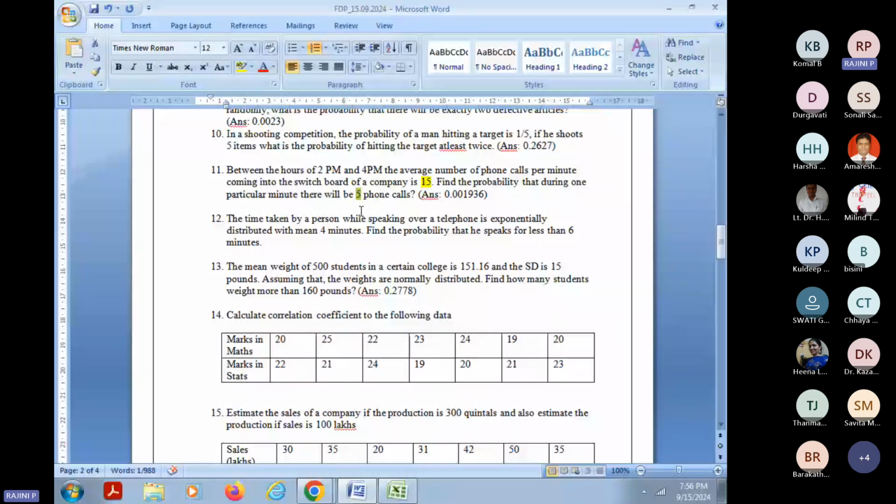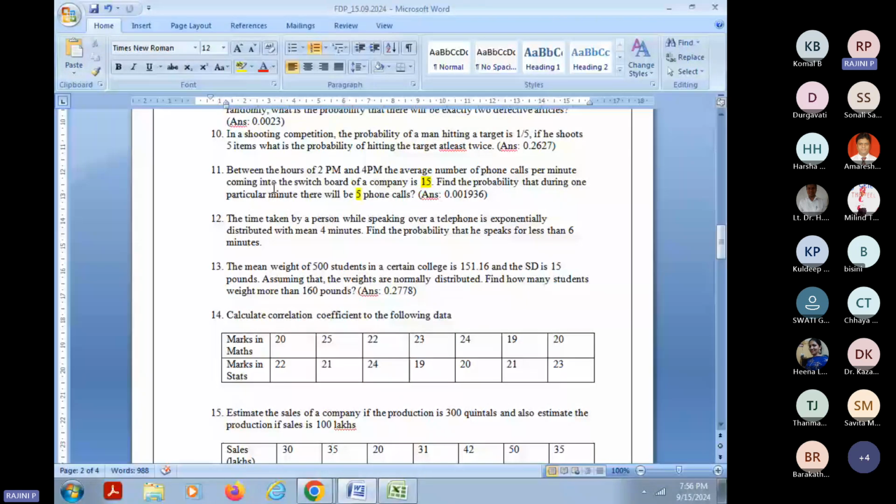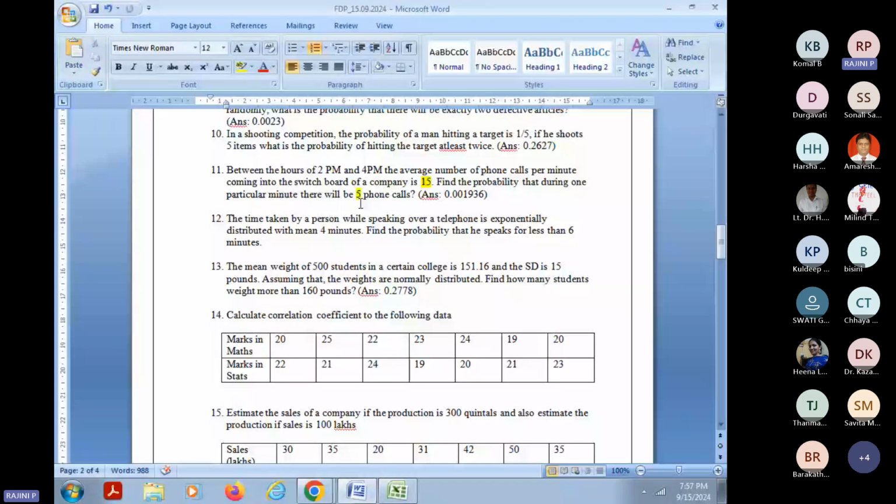So in a particular time period you are concentrating on an event, so in this case we can apply the Poisson distribution. In the Poisson distribution, we need to know the mean value and the x value. If you know these two, it's enough. On average, how many calls are they getting? 15 calls per minute, so the mean is equal to 15. And the x value: I need to find the probability of x equal to 5 calls. Enter. Then check the probability.